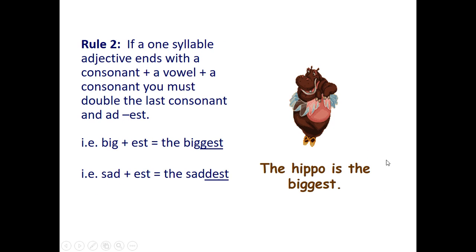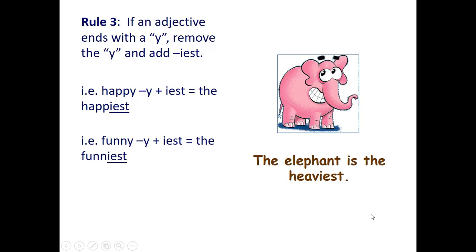Okay. Rule number 2. If you've got a one syllable word that ends with a consonant, vowel, consonant, make sure you double that last consonant. So again, we have the word big. I think before we said that was bigger. Well, in this case, you've got that consonant, vowel, consonant. Before you add the EST ending, you have to double that G. So it'd be the biggest. The word sad, you've got that consonant, vowel, consonant ending there. Before you add that EST ending, make sure you double that D. You have the saddest. So you have the hippo is the biggest.